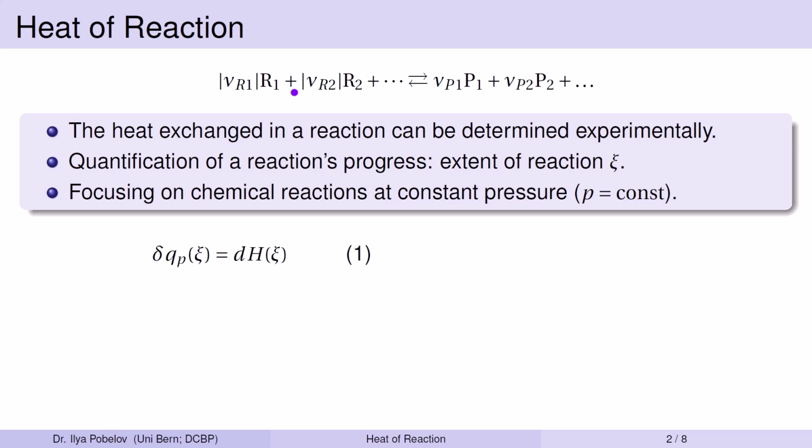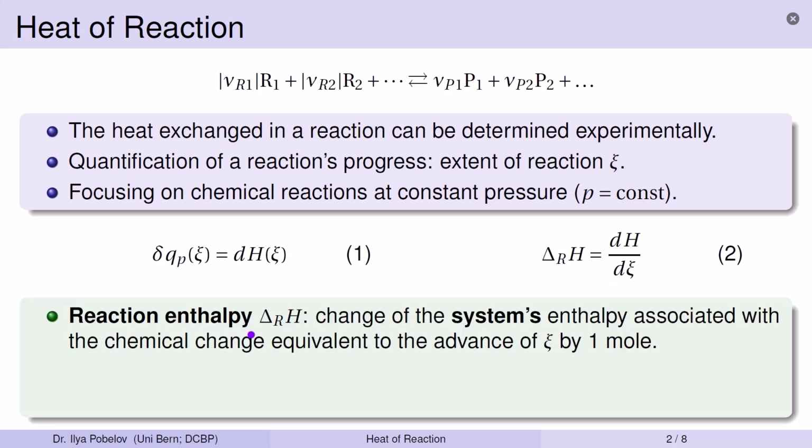In other words, as the reaction progresses at constant pressure, the heat produced or absorbed is equivalent to the change in system's enthalpy. To further understand this, we consider the enthalpy change between two states during the reaction. When we take the derivative of this change with respect to the extent of reaction, we arrive at what we call the reaction enthalpy, denoted as delta RH.